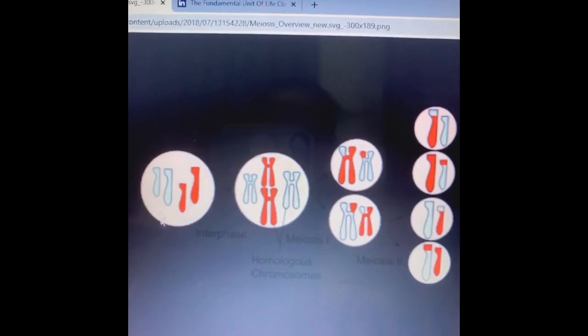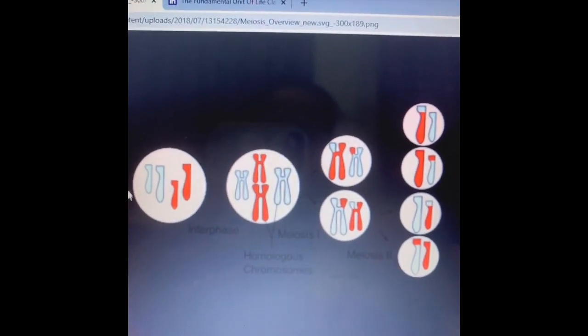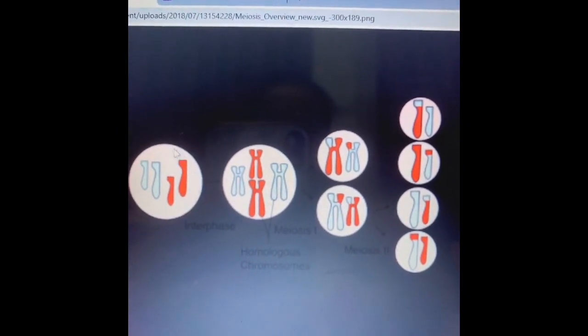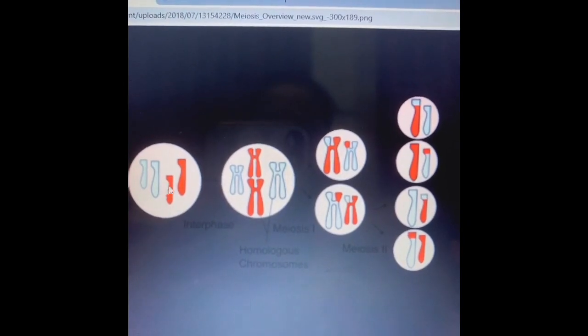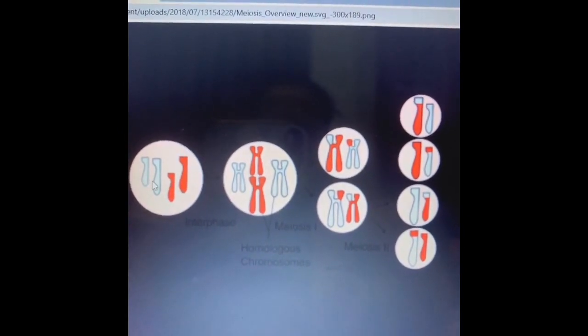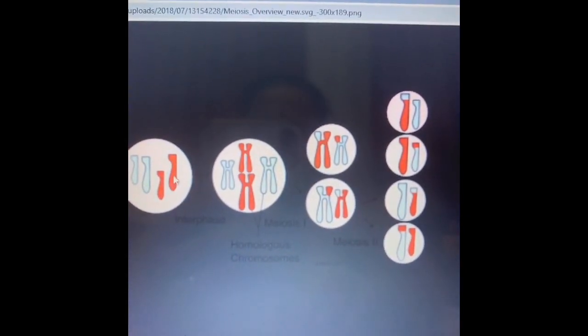This type of division where the chromosome number becomes half is also known as reduction division. This is meiotic division. If you see this diagram, the cell which is undergoing meiotic division has 4 chromosomes, 2 of blue color, 2 of red color.